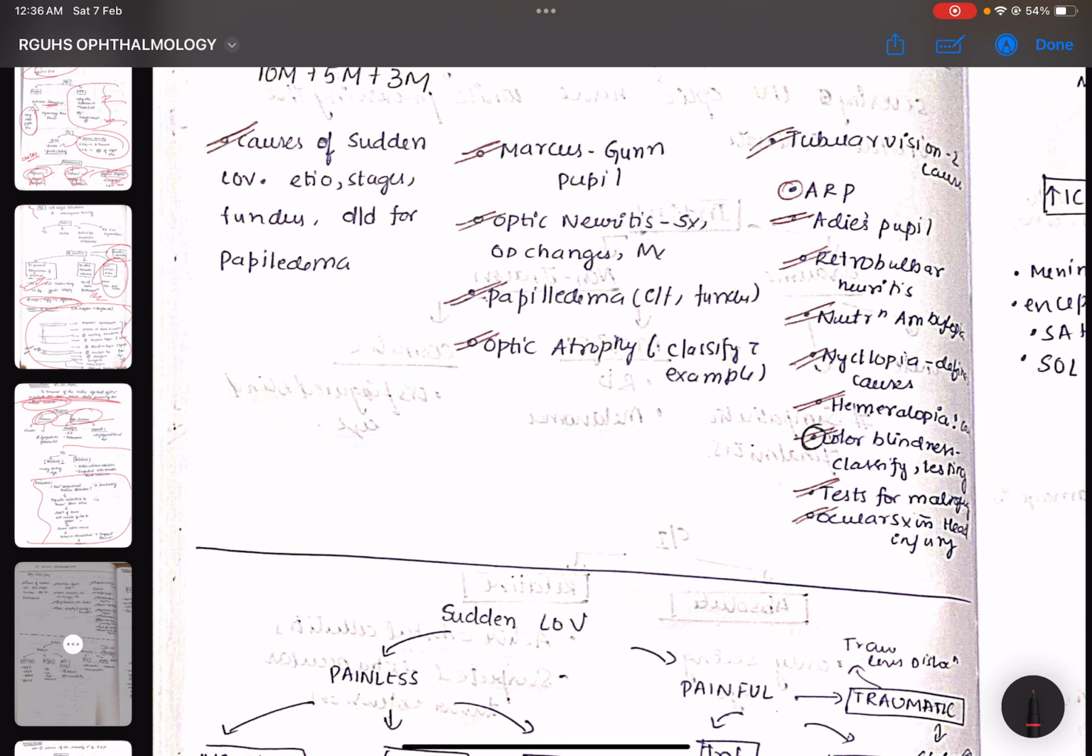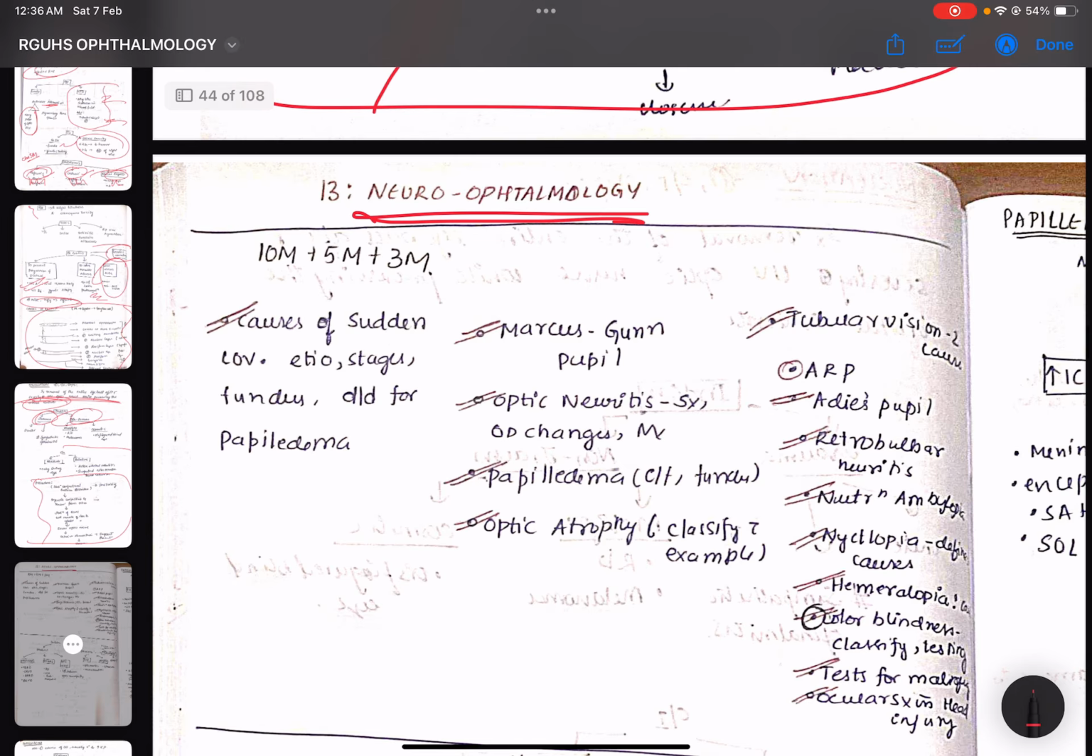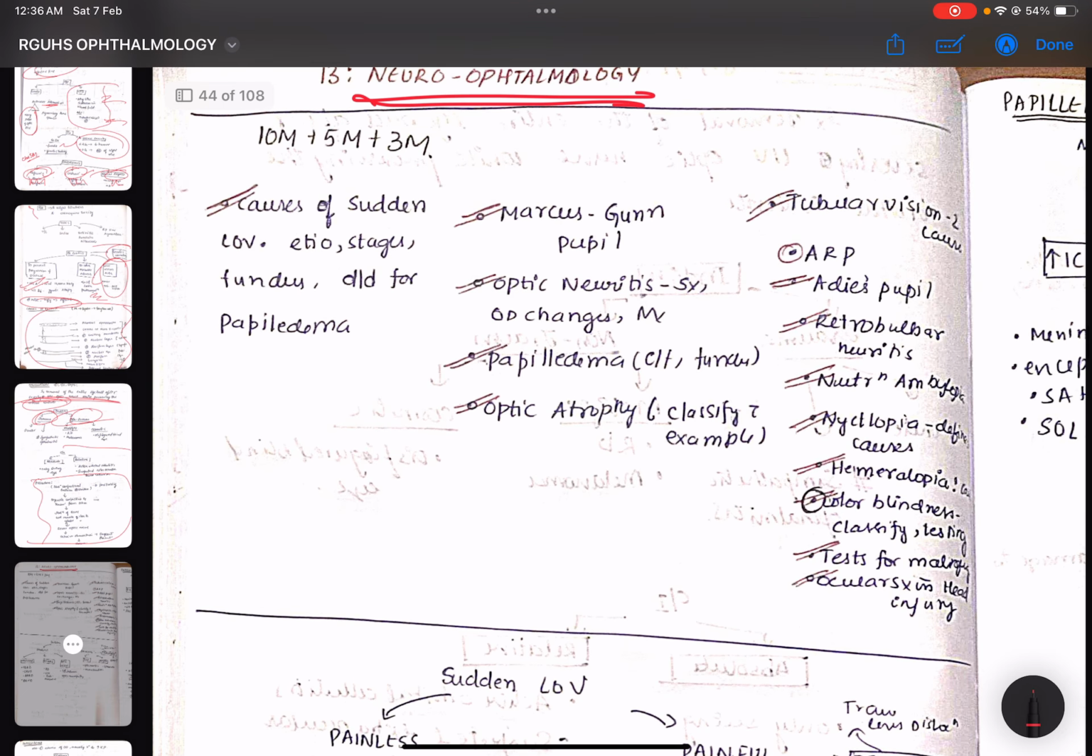Again, neuro-ophthalmology. One more important thing is, though this is a highly conceptual topic, the weightage is very less. So study only the things which are important. Okay, so these are the questions which they have asked.